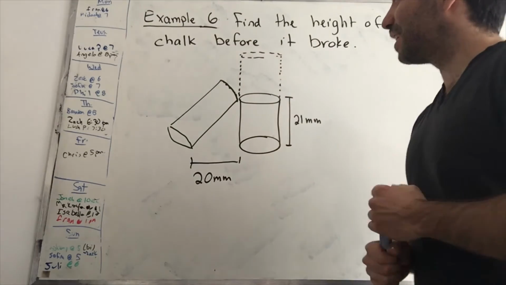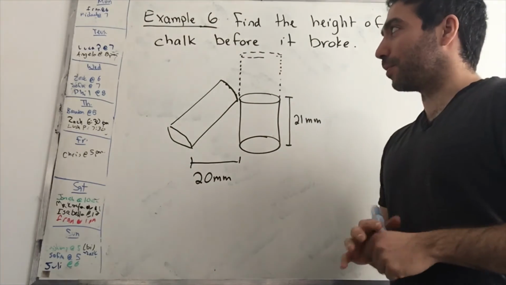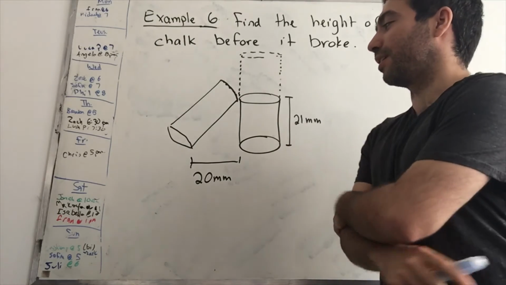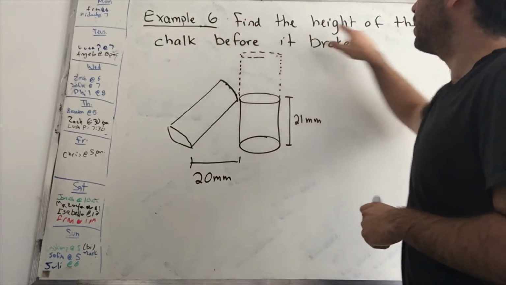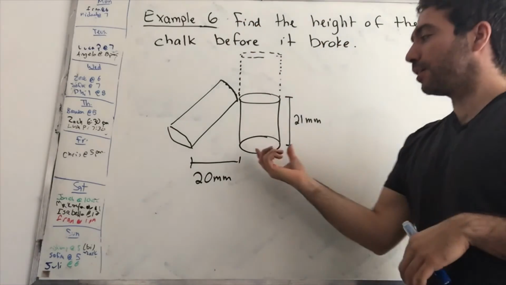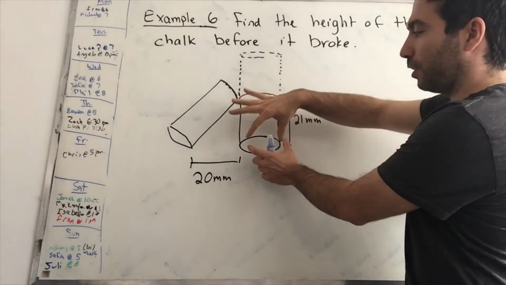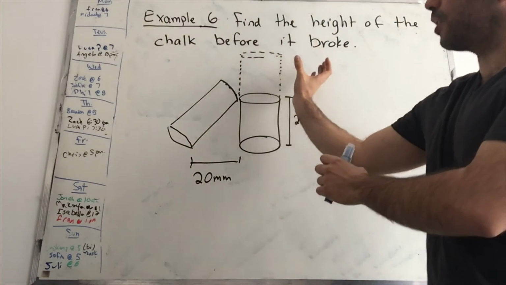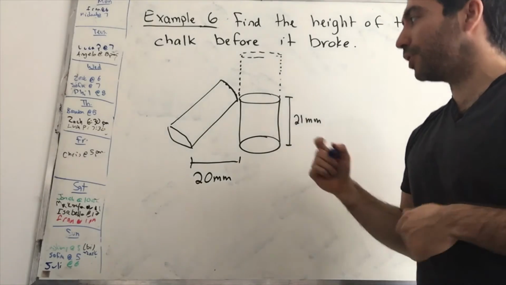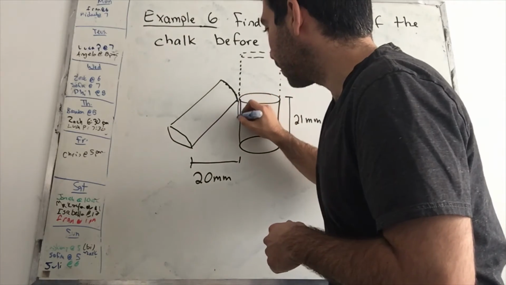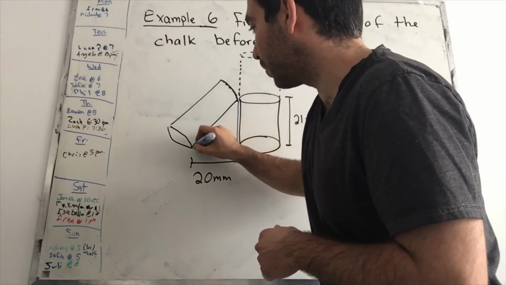Hey everyone, let's keep going. This is a great example. This one shows up very often on class tests. So we're asked in example 6 to find the height of the chalk before it broke. You have to envision a piece of chalk. The chalk cracked in half and tipped over. What you have to see here is that this forms a small triangle, a 90-degree triangle.